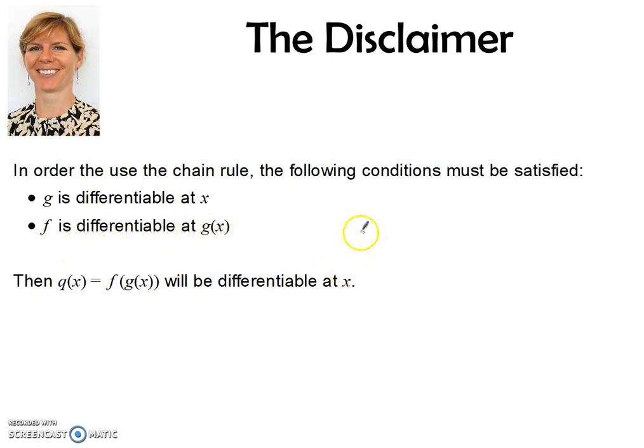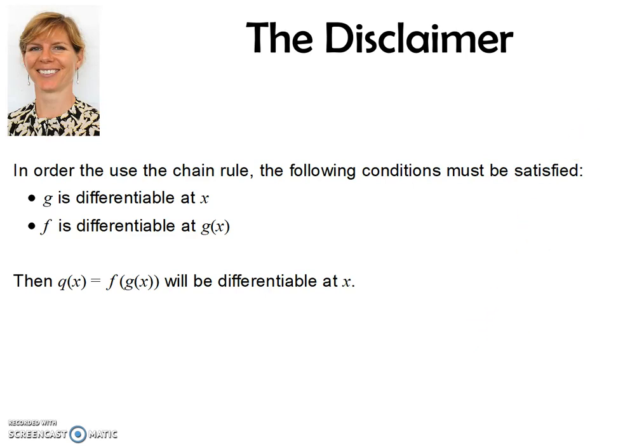Okay, so that means at the point that you're trying to differentiate at, both g and f of g of x must be differentiable. So you can't have any of those pointy bits or piecewise functions or anything like that, asymptotes. Okay, but we will go into that in a little bit more detail further on in the course.